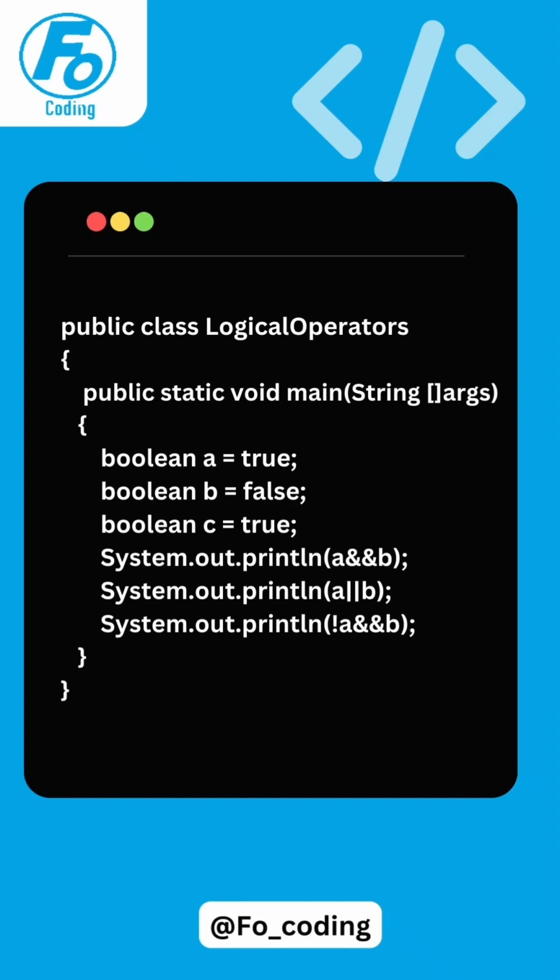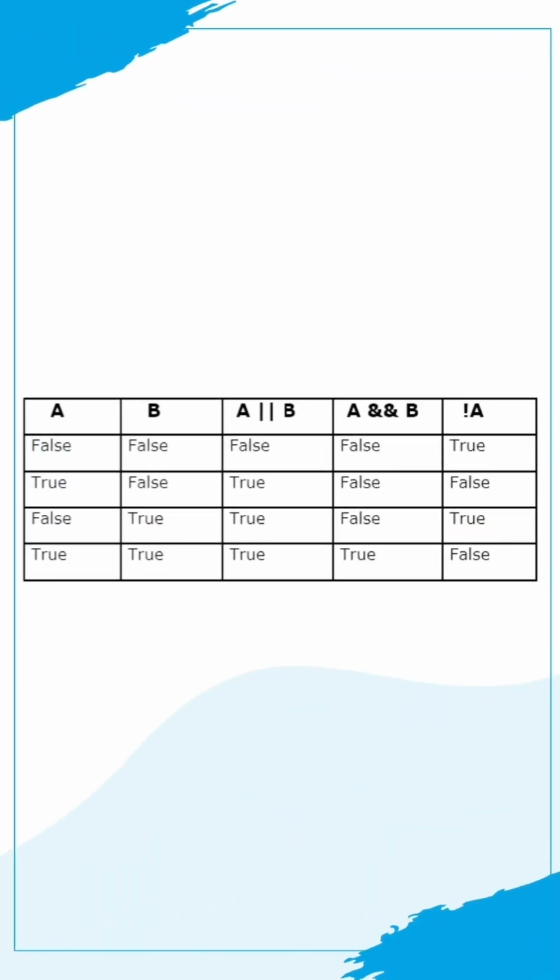In the second line, we will use the logical operator OR, which returns true if one of the statements is true. The third example showcases the logical NOT operator, represented by an exclamation mark. It will reverse the result and return false if the result is true. This is a table that represents how the operators work when true and false statements are combined.